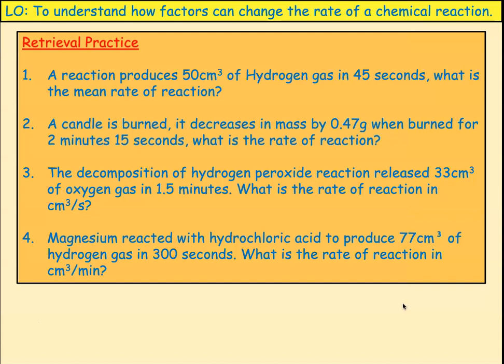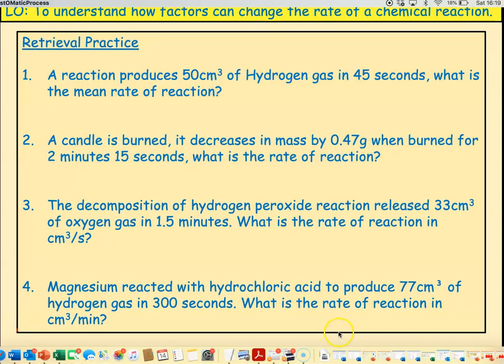And finally, magnesium reacted with hydrochloric acid to produce 77 centimeters cubed of hydrogen gas in 300 seconds. What is the rate of reaction in centimeters cubed per minute? Okay, so what I want you to do is get a piece of paper and pause the video and attempt to do these 4 calculations.